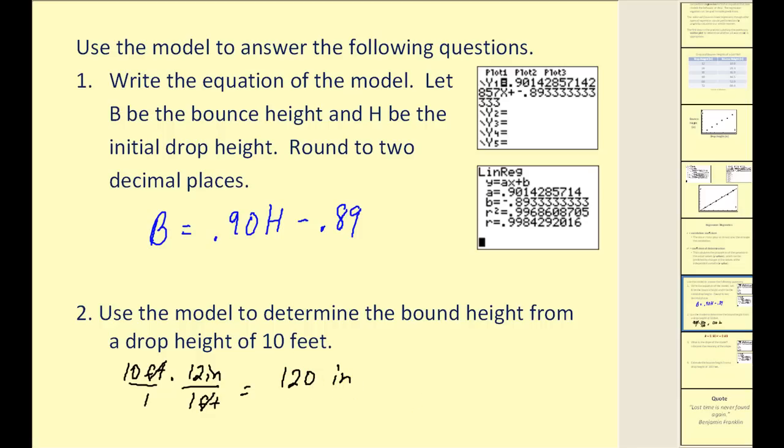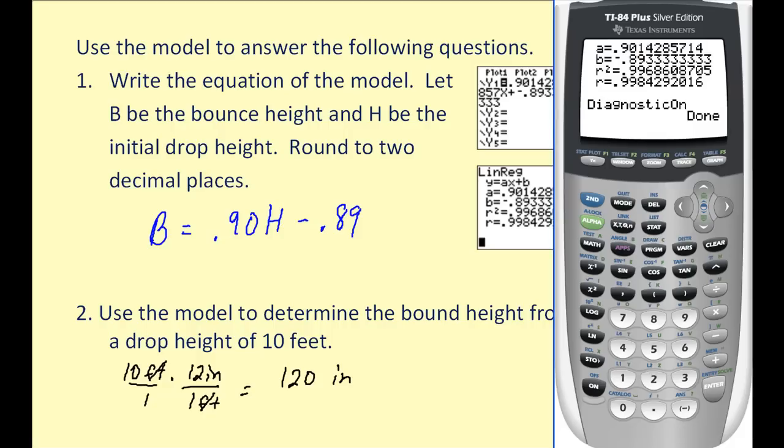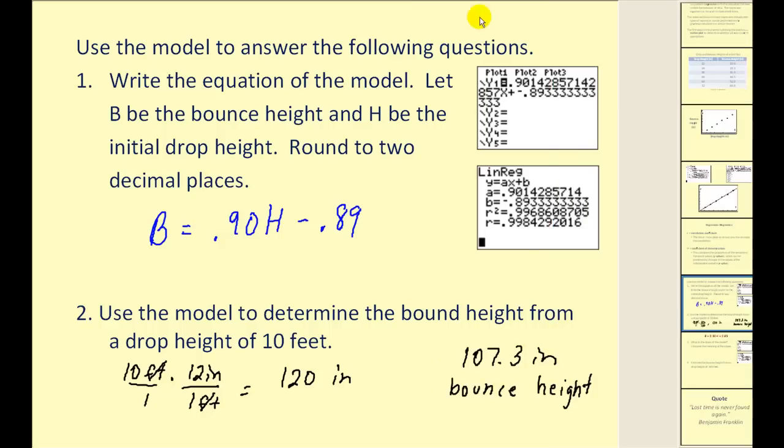Now one of the benefits of storing the linear equation in y1 is it facilitates making predictions. We want to evaluate this linear equation when x equals 120. So what we can do is press vars, right arrow once, enter to bring up y1 where we stored the equation. And we want to find y1 of 120. So we can expect a bounce height of approximately 107.3 inches.